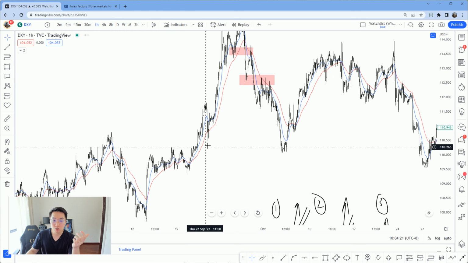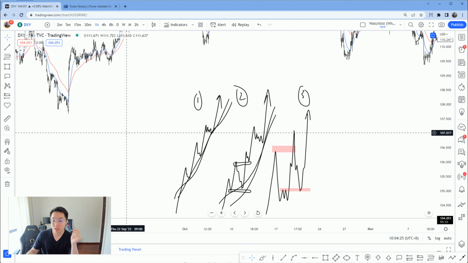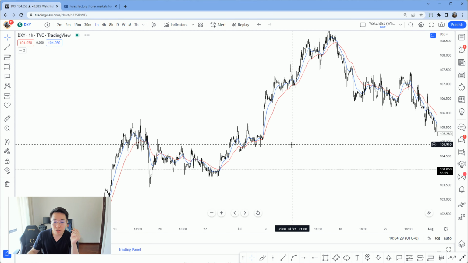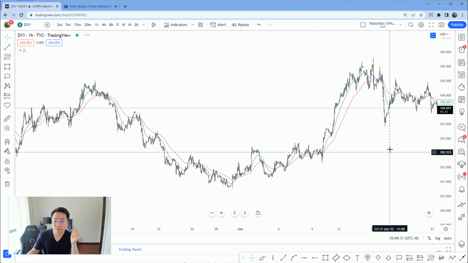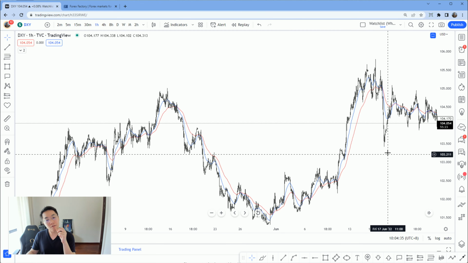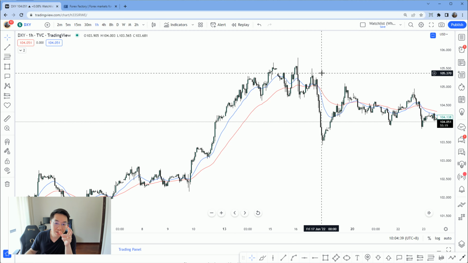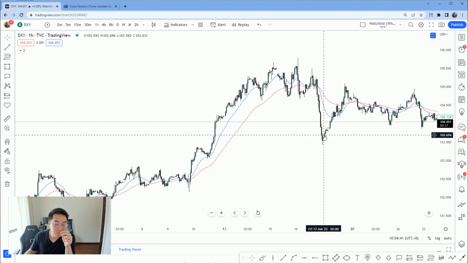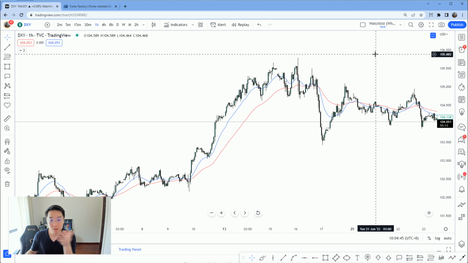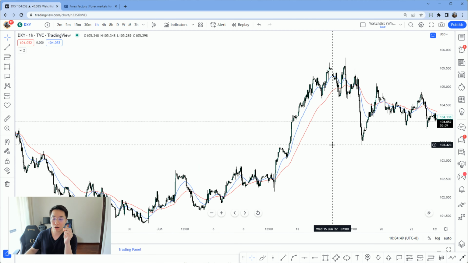All right, so let me see if I can spot any type 3, which is deep pullback. So something like this one. These type of patterns are fairly tough to trade because it sometimes will catch you off guard, in the sense that you think it might turn back into a downtrend. Then you go short, then all of a sudden it goes all the way up. All right, that usually catches a lot of people off guard.